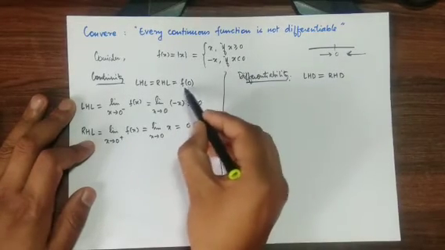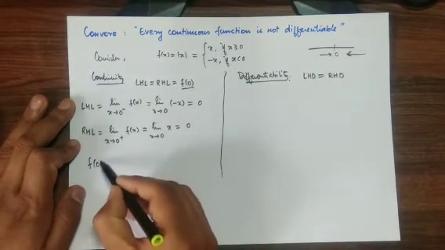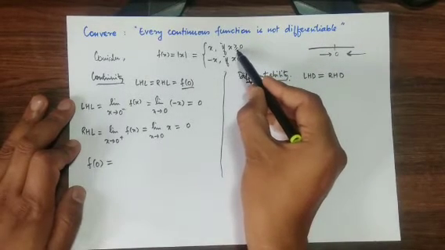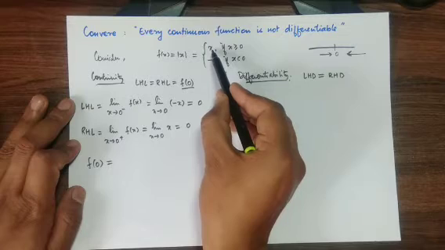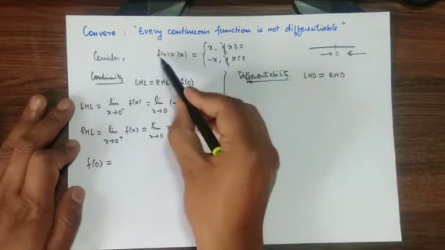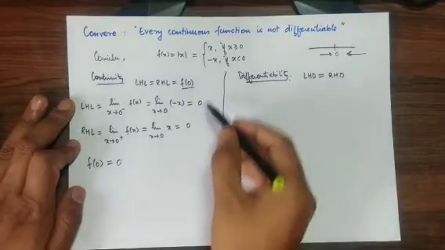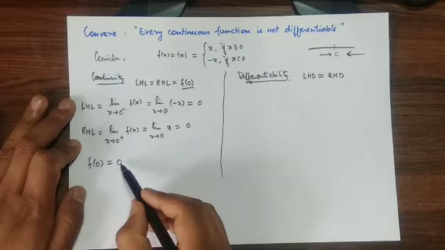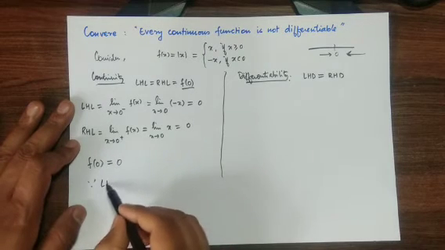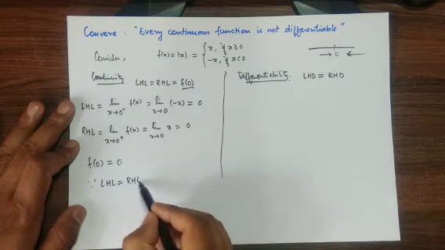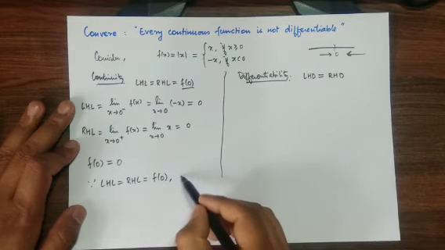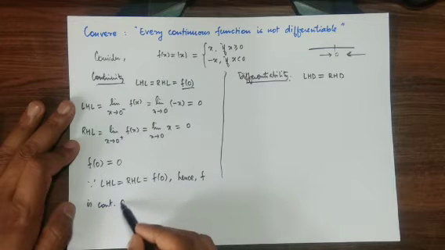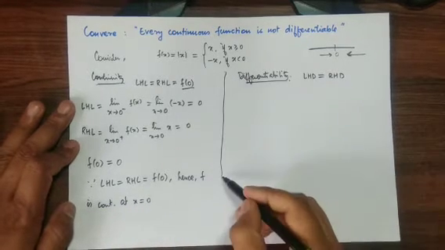Okay, now we'll find the value of f(0). So f(0) means when x is equal to 0, what is the value of the function? When x is equal to 0, the value of the function will be 0, right? Because f(x) is equal to x, so f(0) will be equal to 0. So from here we clearly saw that left hand limit is equal to 0, right hand limit is equal to 0, and function value is also equal to 0. Now since LHL equals RHL equals f(0), hence my f is continuous at x equals 0. So this is all about your continuity.